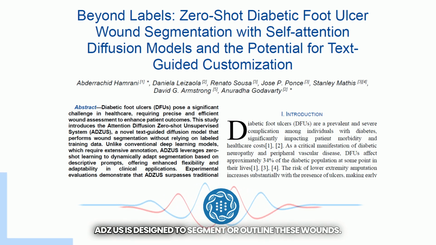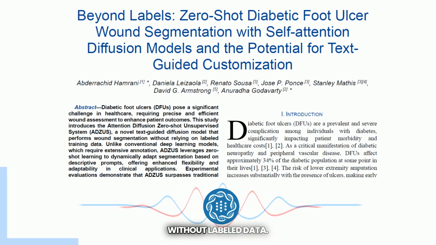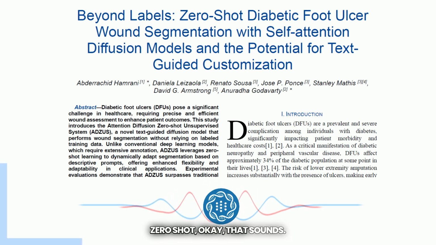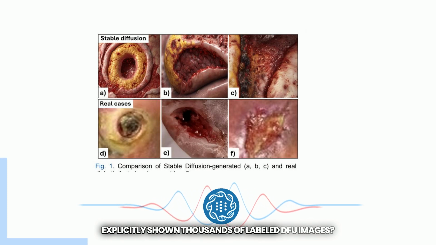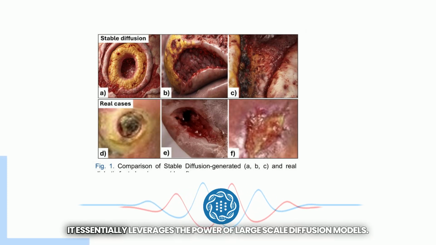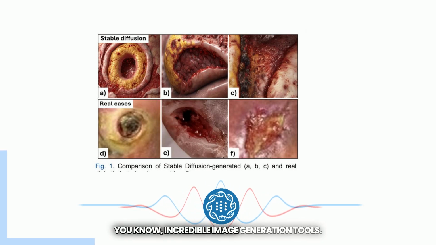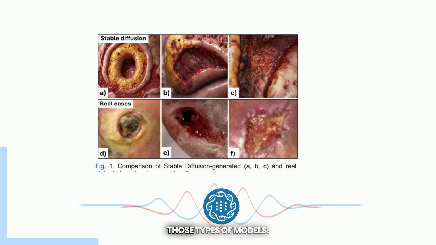ADZUS is designed to segment or outline these wounds without needing that specific labeled training data. Without labeled data? Yeah, it uses something called zero-shot learning. Zero-shot. Okay, that sounds... well, how does that even work? How can it recognize a DFU if it hasn't been explicitly shown thousands of labeled DFU images? It's clever. It essentially leverages the power of large-scale diffusion models. The kind of AI that's behind some of those incredible image generation tools. Like Stable Diffusion or Midjourney, those types of models.